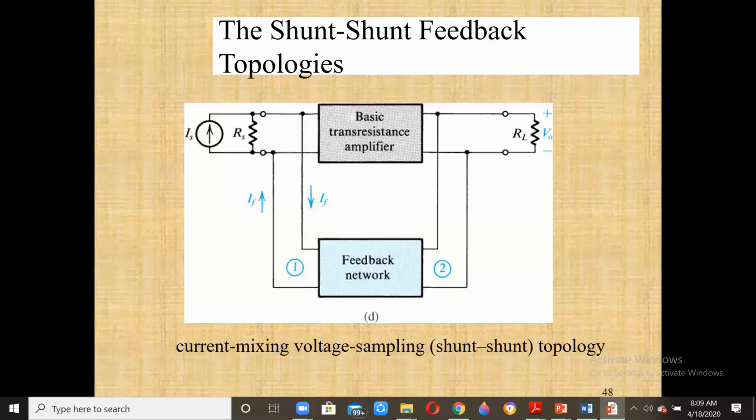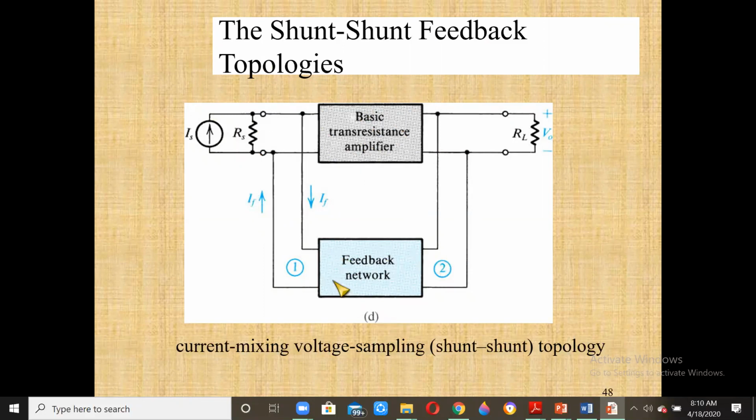So the shunt-shunt feedback topology will consist of the figure over here, and at the output, what we have is the V naught. At the input side, we have what is known as II here. So V naught by II will give us a resistance, and that corresponds to the basic amplifier, which is a trans resistance amplifier. And the feedback network is going to take the output V naught, that is beta V naught will be equal to IF.